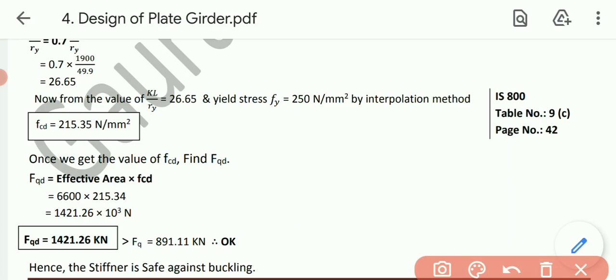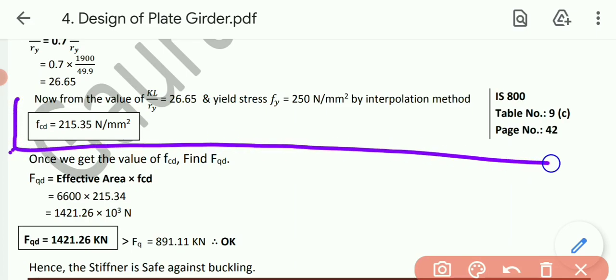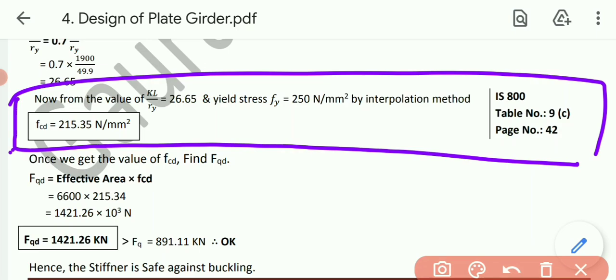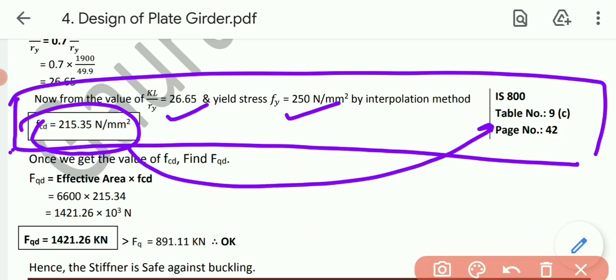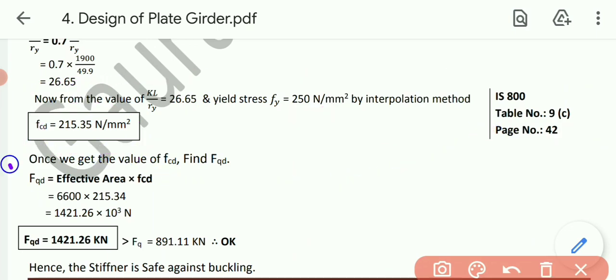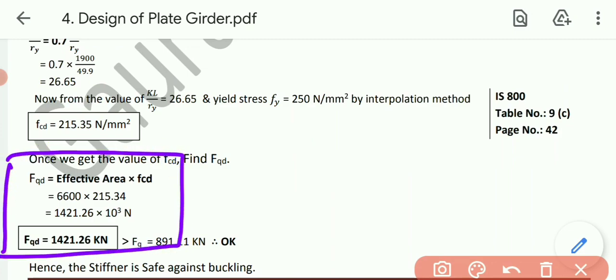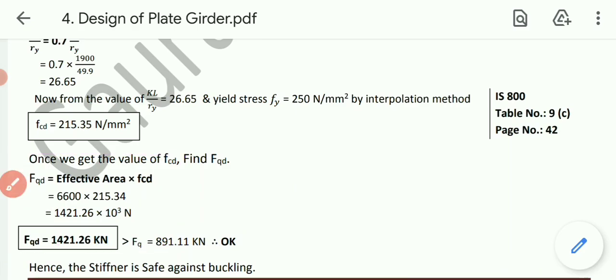Now from the value of KL by Ry 26.65, yield stress 250, by the interpolation method FCD comes to 215.34 from table number 9C. Once we get the FCD, we can easily calculate the buckling force, that is effective area into FCD. Effective area is 6600, FCD is 215.34. So our answer comes to 1421.26 into 10 raised to 3 Newton. Let's convert it into kilonewton, that is 1421.26 kilonewton. It should be greater than FQ, which we calculated earlier.